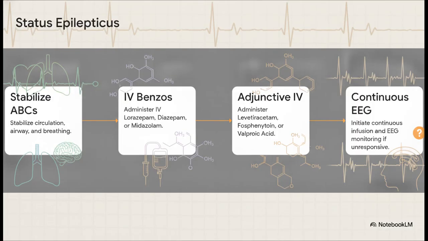If a seizure lasts beyond 5 minutes, we're in status epilepticus territory. First, stabilize those ABCs, then push IV benzodiazepines. You follow that immediately with an adjunctive IV anti-epileptic, something like levetiracetam or fosphenytoin. If the patient is still unresponsive after all that, continuous EEG monitoring is strictly mandated. You have to figure out if it's just lingering sedation or if they're in ongoing non-convulsive status.